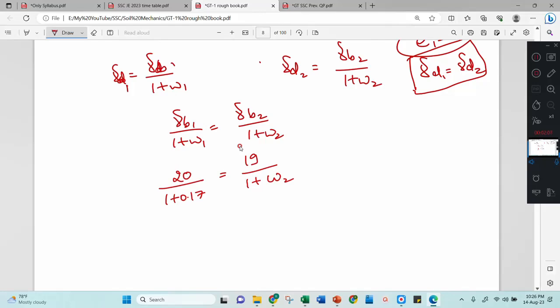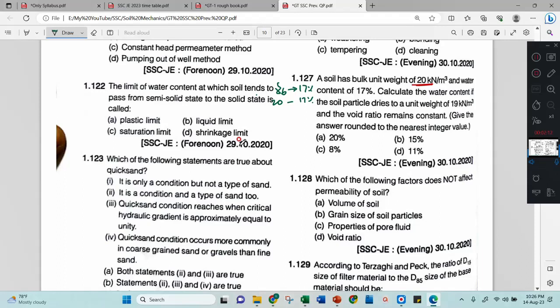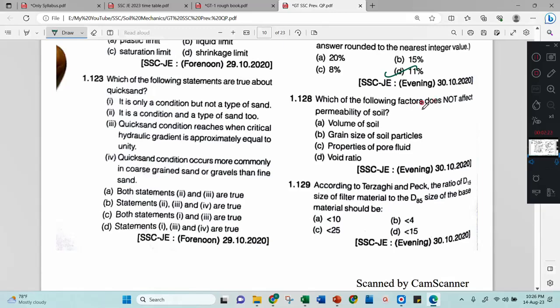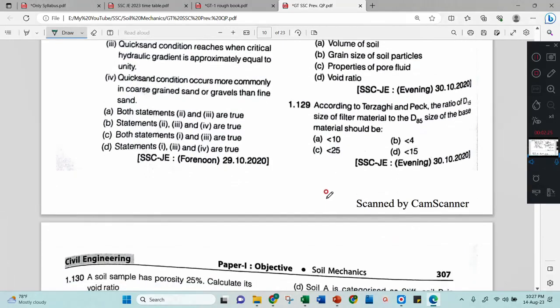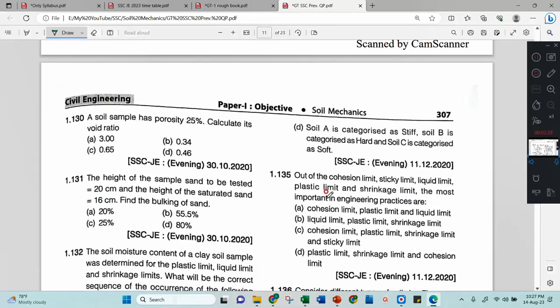So 11. 11. Okay, is there an option? Right. According to Terzaghi and Peck, for the soil sample, calculate the void ratio. Void ratio equals n divided by 1 minus n, that is 0.25 divided by 1 minus 0.25, which is 0.25 divided by 0.75, giving 0.33. 0.33 is the correct answer.